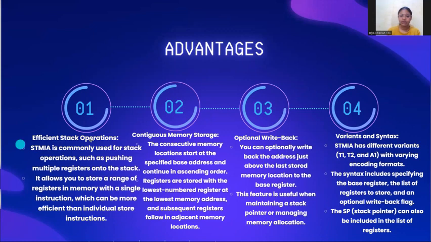The second advantage is contiguous memory storage. The consecutive memory locations start at the specified base address and continue in ascending order. Registers are stored with the lowest numbered register at the lowest memory address, and subsequent registers follow in adjacent memory locations. The third advantage is optional write-back. You can optionally write back the address just above the last stored memory location to the base register.